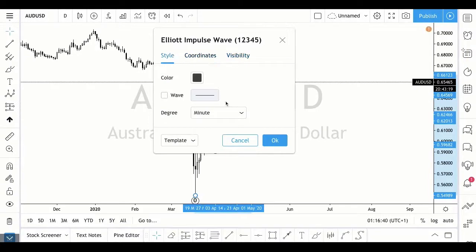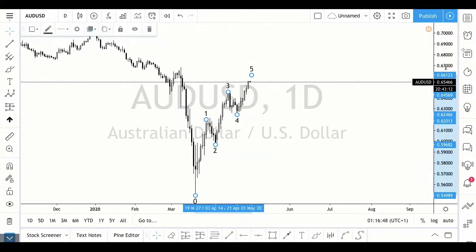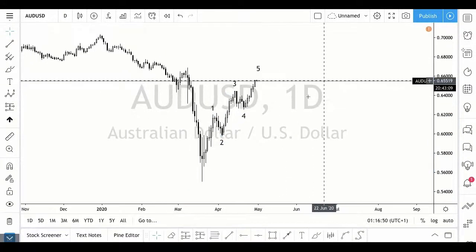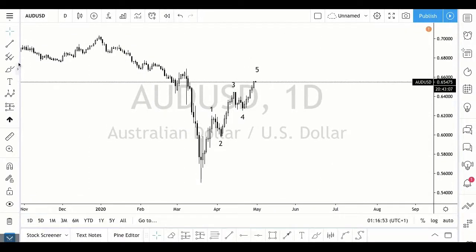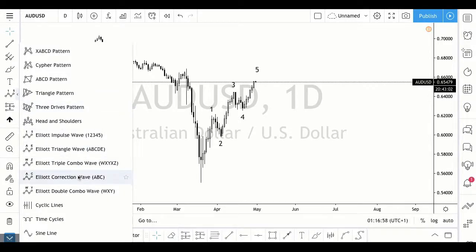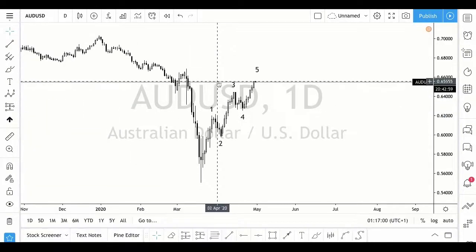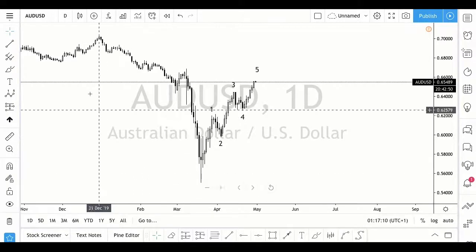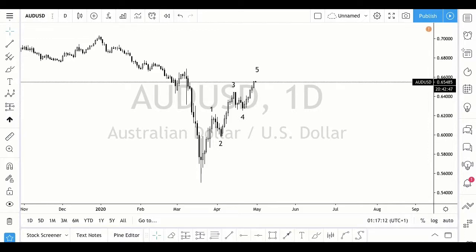If I just change this to minor, that's better. So next we could either see a corrective phase in ABC, or however you like to visualize it, but certainly I'm not looking to go long any further, as we have completed the 5-wave sequence, unless of course we get an extended wave, which I haven't put down to play yet.